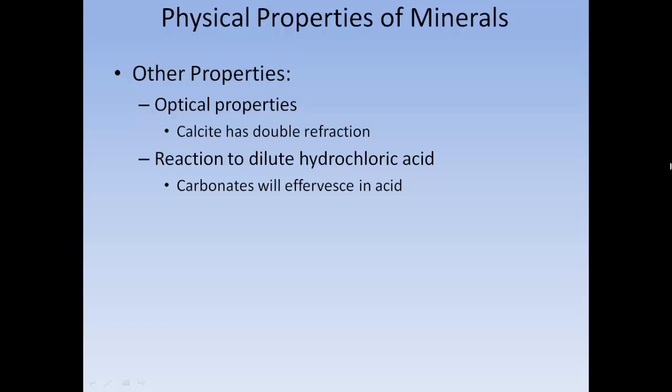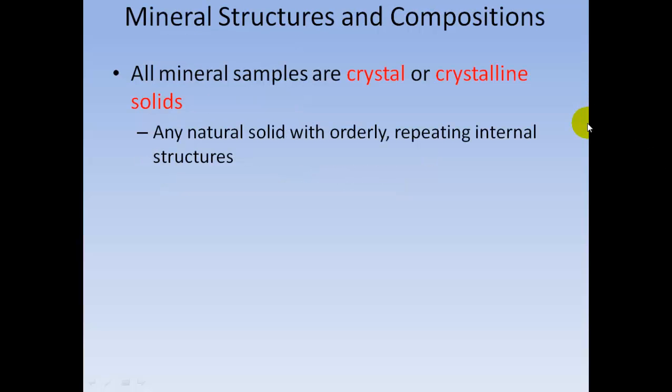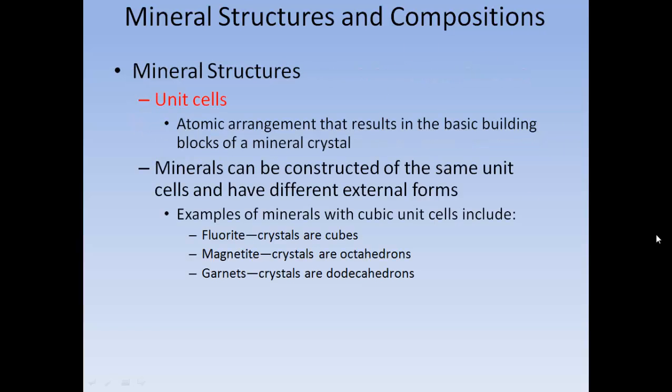Okay, so we talked about those. Okay, all mineral samples are crystal or crystalline solids. Any natural solid with orderly repeating internal structure. Okay, so now our mineral structures, we have unit cells. That's the atomic arrangement that results in the basic building blocks of a mineral crystal. Minerals can be constructed of the same unit cells and have different external forms.